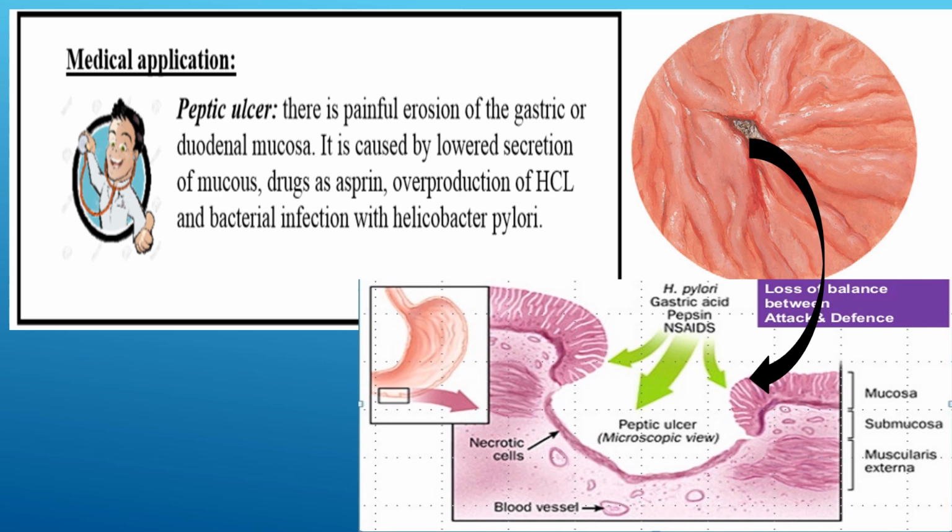What is peptic ulcer? It is a state of imbalance between mucus production and HCl production. If there is a decrease of mucus or an increase in HCl, it will lead to erosion of the gastric mucosa, which will be very painful and will lead to a clinical case called peptic ulcer.